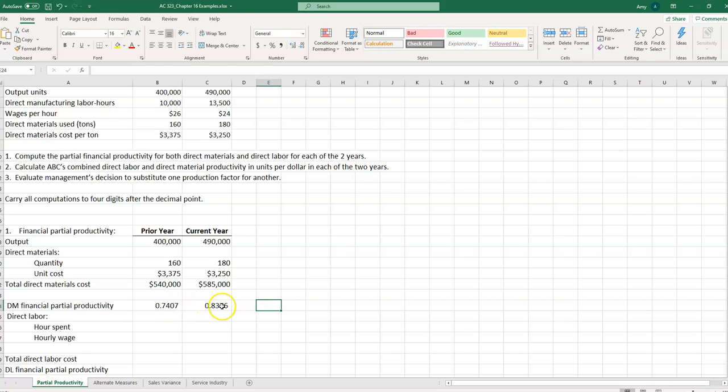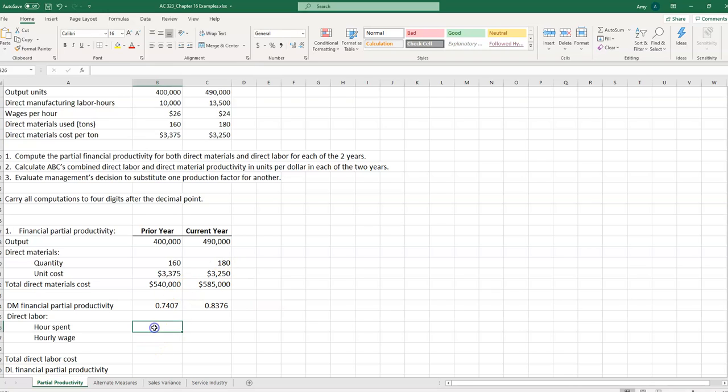So we can see that we increased our productivity in the current year as opposed to the previous year. We could also see that even though we had 90,000 more units of output, we only used 20 more tons of material, and we saved money on that unit cost. So the cost difference is $125 per unit. So if we did a full flexible budget here for our direct materials variances, we would see that we would have a positive direct materials variance.